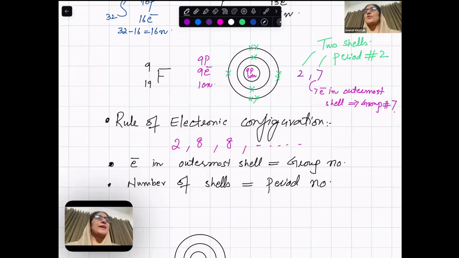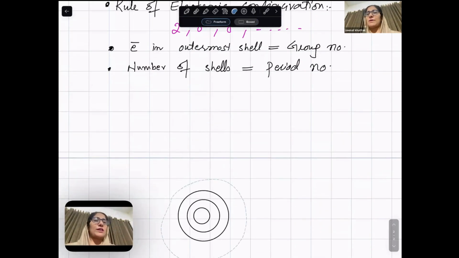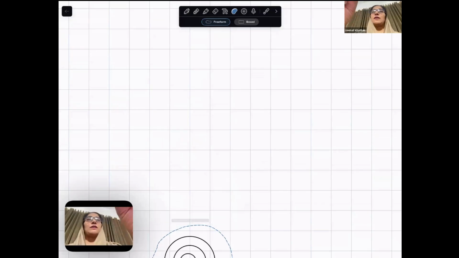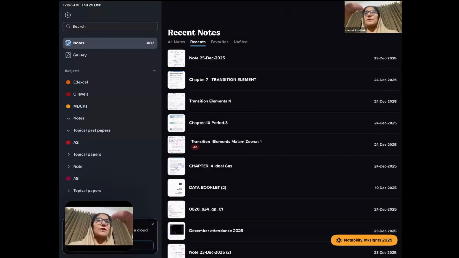Now you will be thinking, what are periods and what is their length? Wait a minute, I'm sharing the periodic table with you so that we can do the configuration.